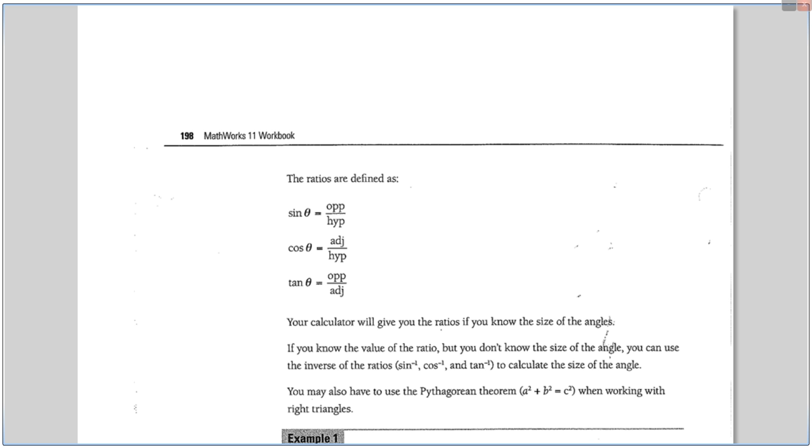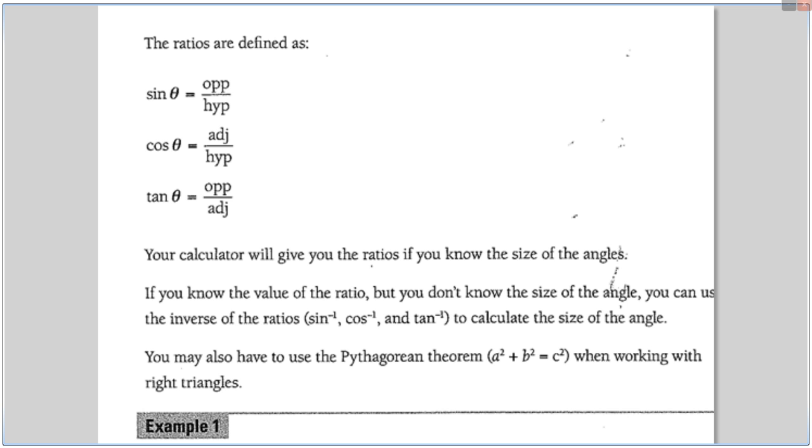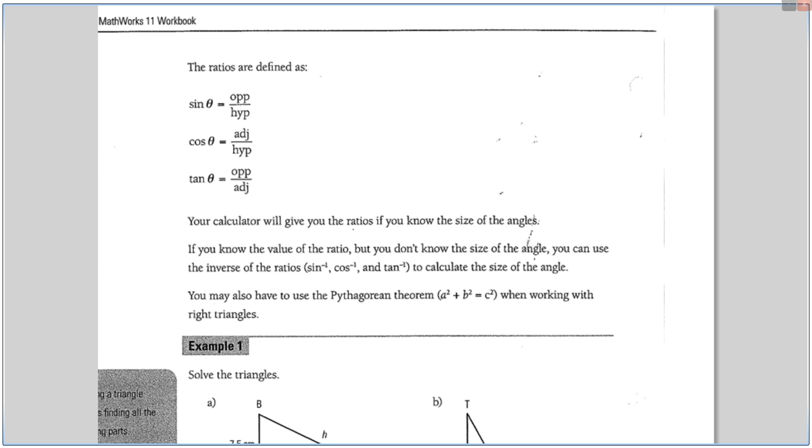Anywho, let's move on. Here are the ratios. Let's go to the next page. Here are the ratios for sine, cos, and tan. So you might feel like this is a little bit of magic.